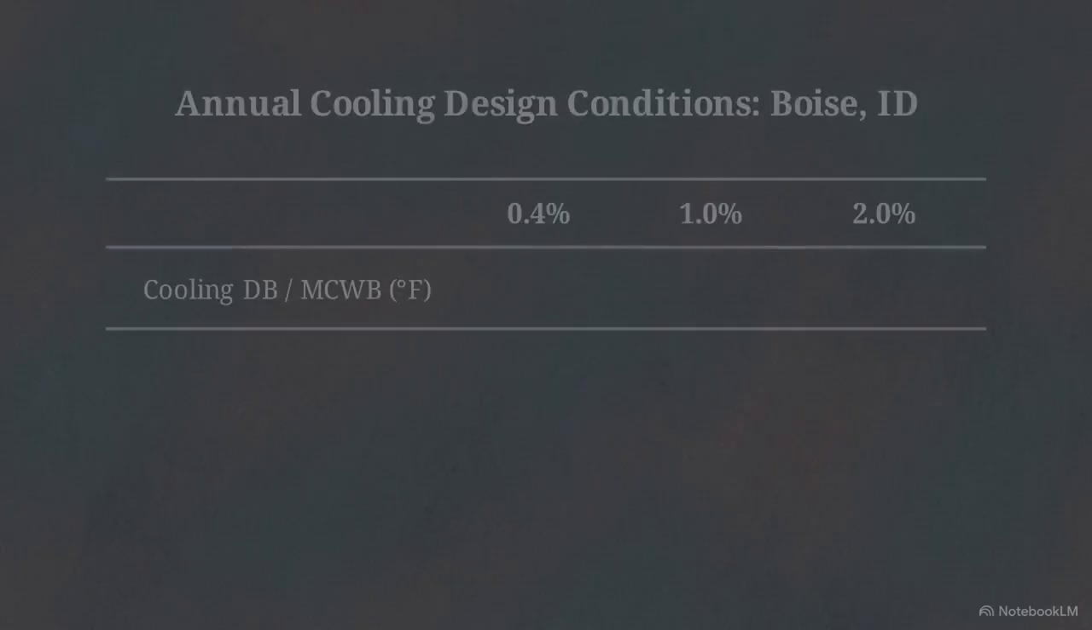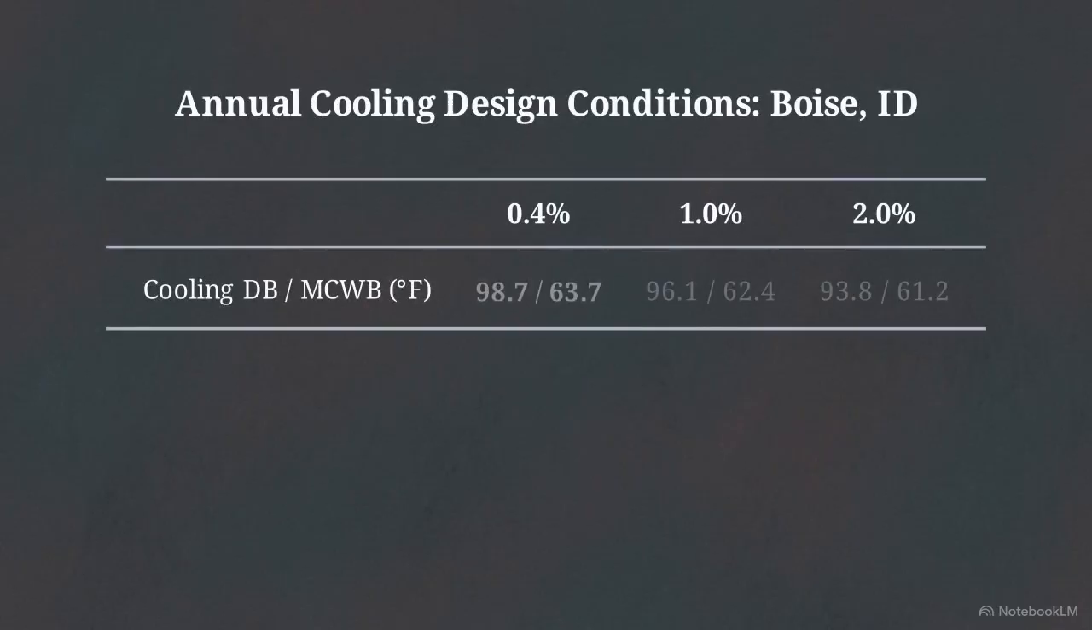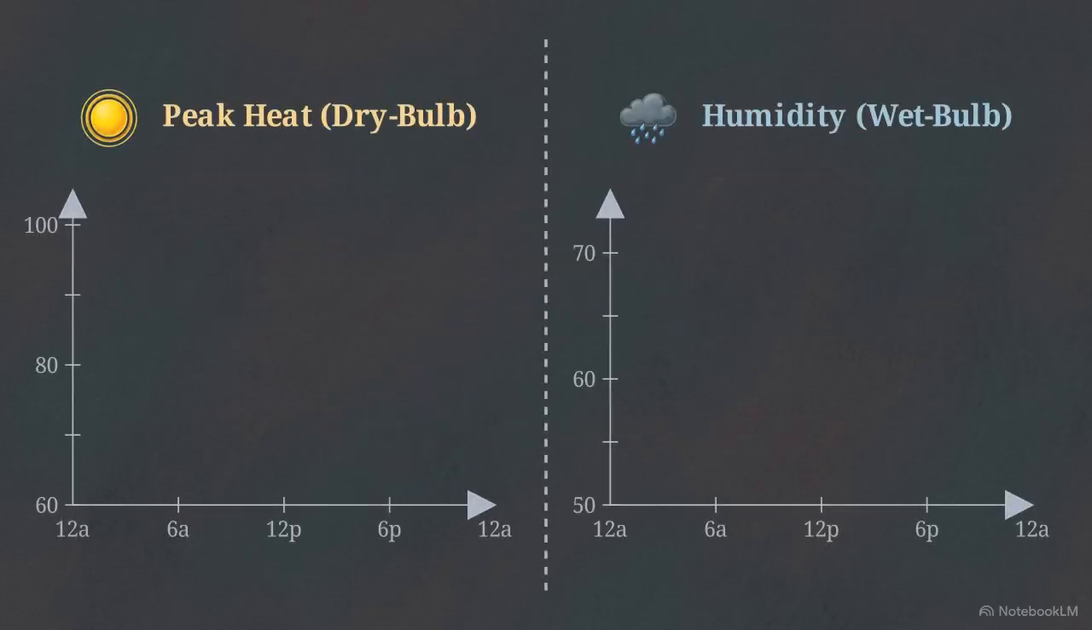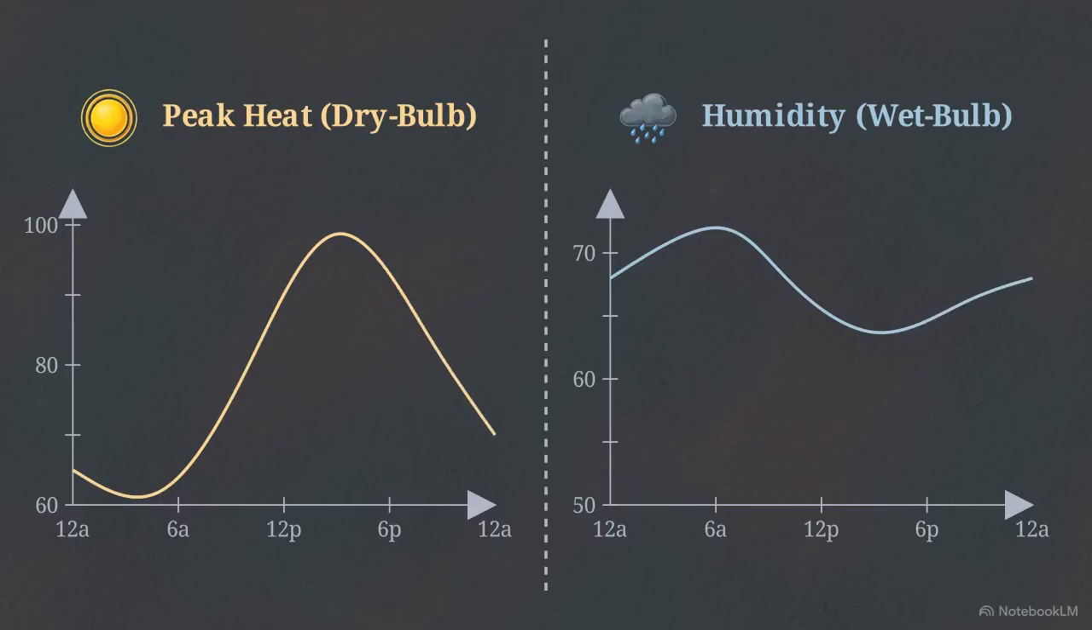To solve this, the industry relies on cumulative frequency percentiles to establish realistic statistical ceilings. Looking at the data for Boise, Idaho, we use the 0.4% value. A peak dry bulb temperature of 98.7 degrees represents a threshold that will only be exceeded for about 35 hours in a typical year. Directly adjacent to that value is the mean coincident wet bulb temperature, in this case 63.7 degrees.